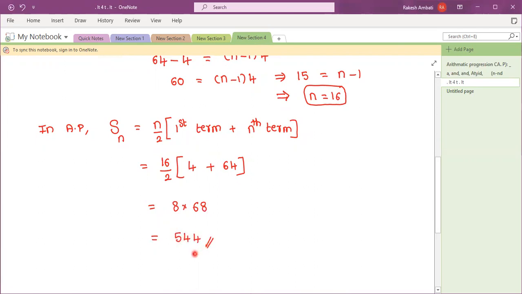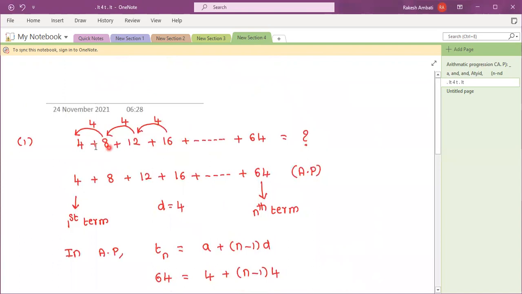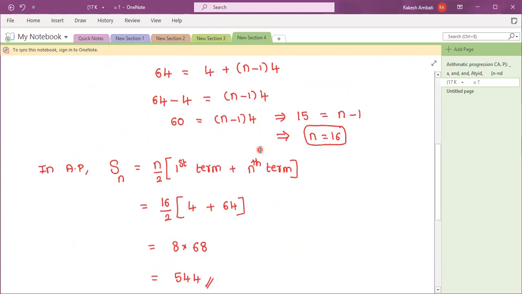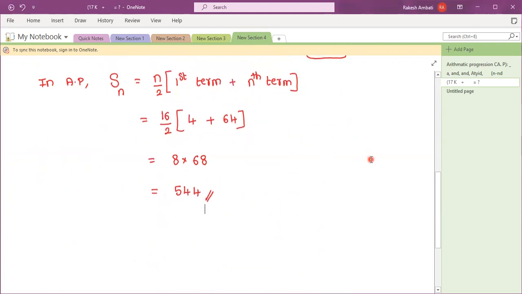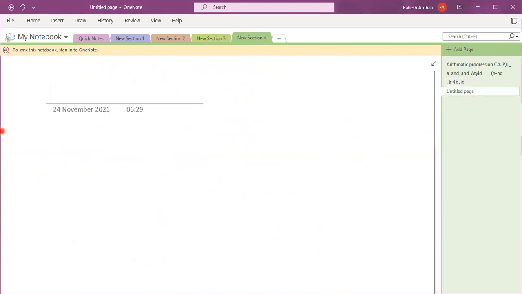So it is the summation of the given arithmetic progression. The total summation is equal to 544. See the next question.